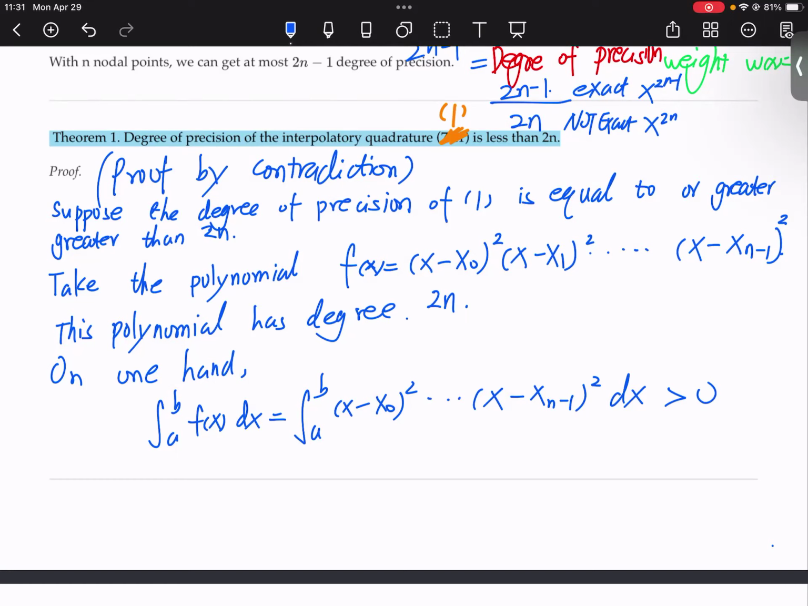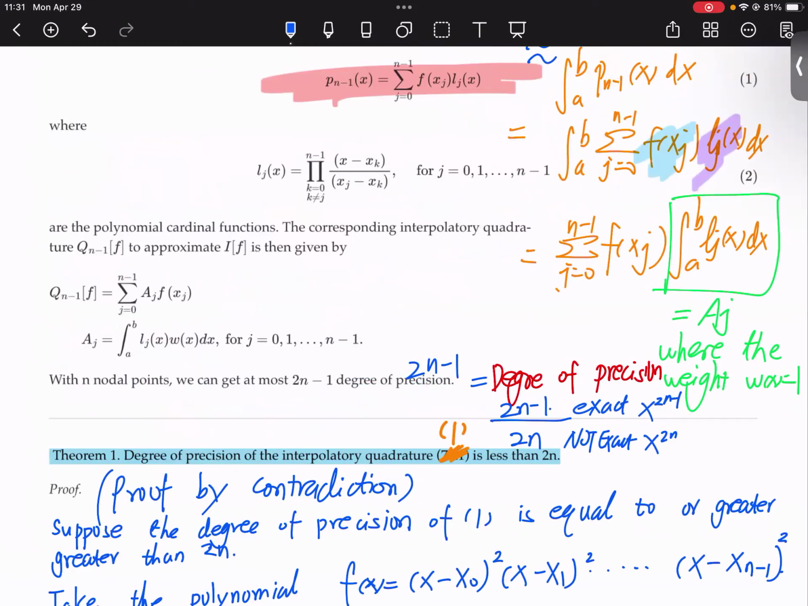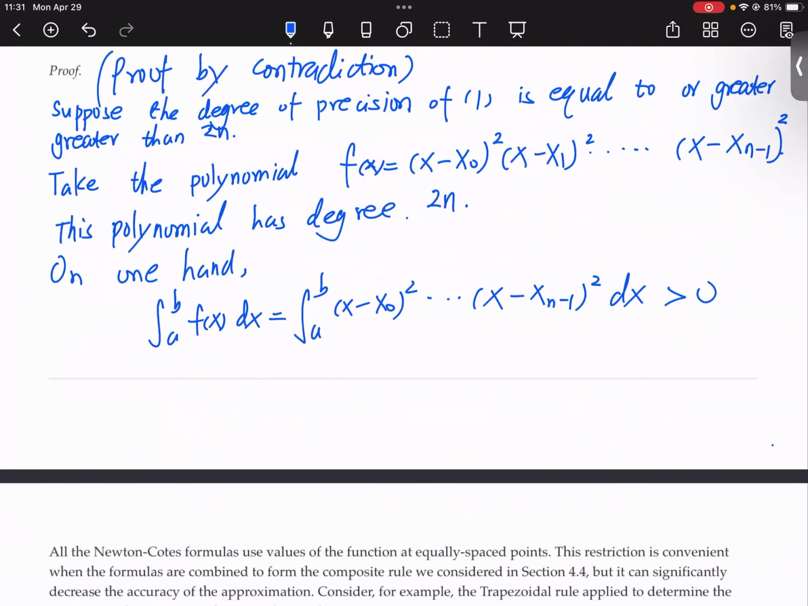So we have this. And let's see what we have for the quadrature rule. That is the part we have here, the quadrature rule part. And on the other hand, what do we have?